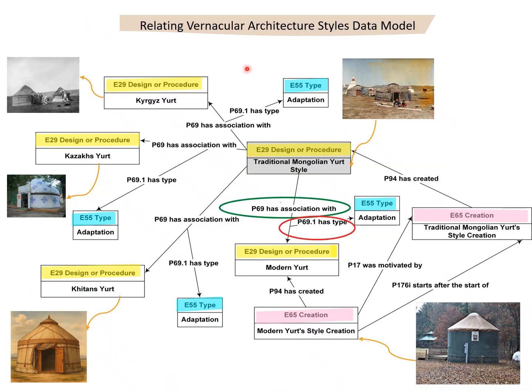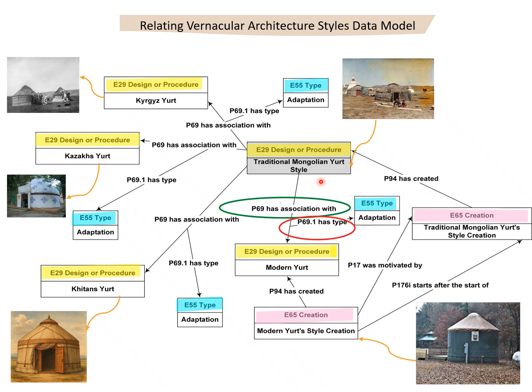In our data model, the above relationships are represented by connecting instances of the class E29 Design or Procedure via the property P69 has association with, and further qualifying the nature of this association using the property P69.1 has type, which links to an instance of E55 Type. This allows the specification of the precise kind of relationship being expressed.